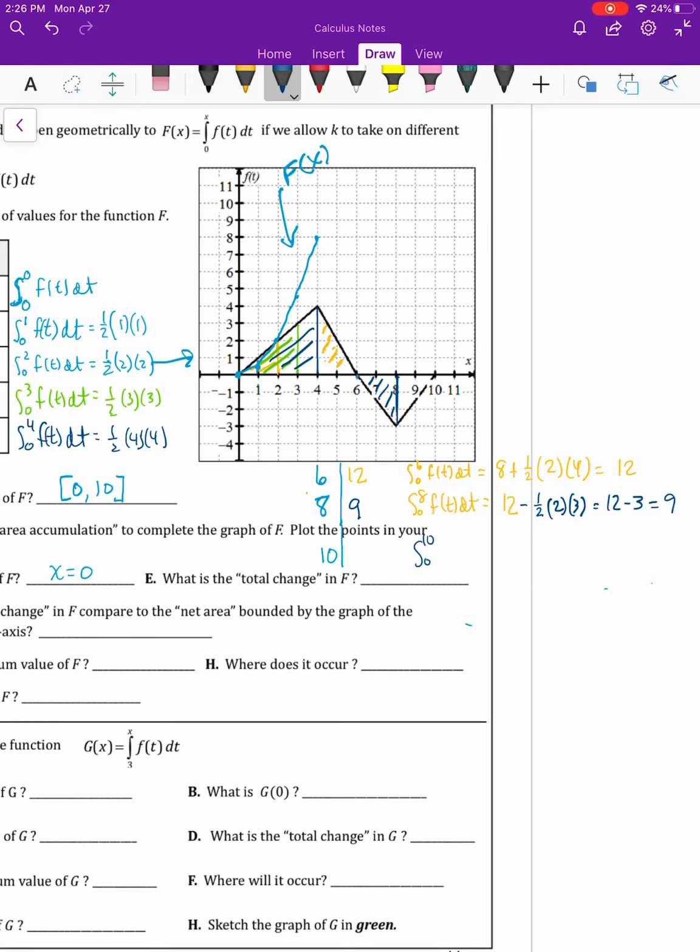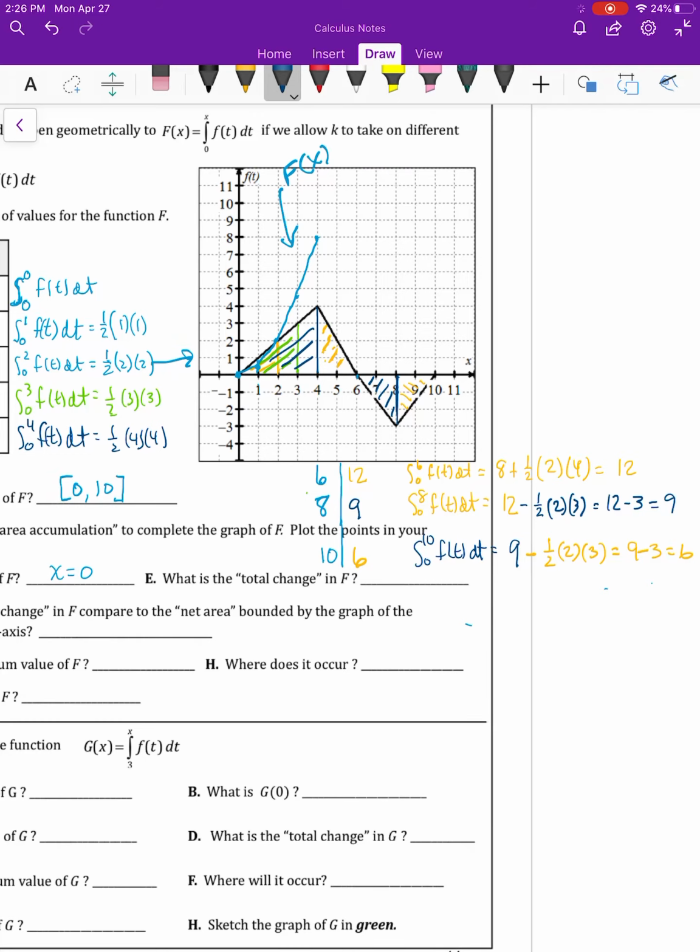And then if I put a 10 in, the integral from 0 to 10 of f of t dt, I know that I have 9 all the way up to 8. And then I have another negative, so minus, and this would be a base of 2 and a height of 3. So 1/2 times 2 times 3, that's going to give me 9 minus 3, which is 6.